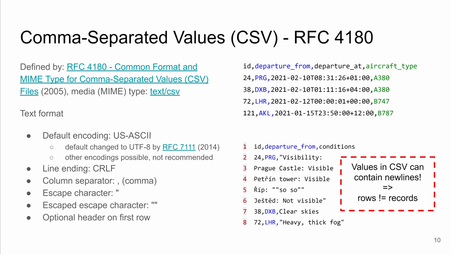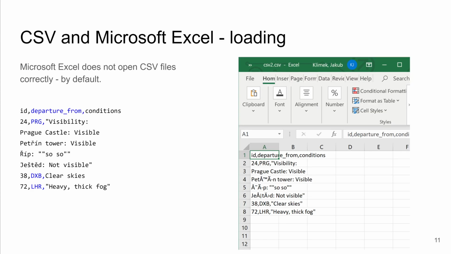Now, let's take a look at how it works in typical software for working with tabular data, and that typical software is Microsoft Excel. So if we have this CSV file that I've shown you and we try to load it into Excel, it will not end up well, because Excel will try to open it with the wrong encoding, and it will not process the values containing line ends very well. Why is that? Well, especially in the Czech environment, this is caused by Excel expecting that the separator in CSV is not a comma, but a semicolon, for some reason, which I will go into a bit later.